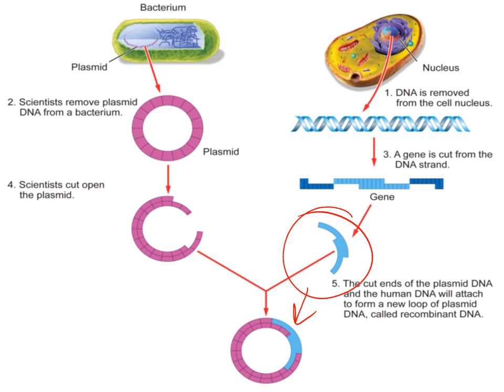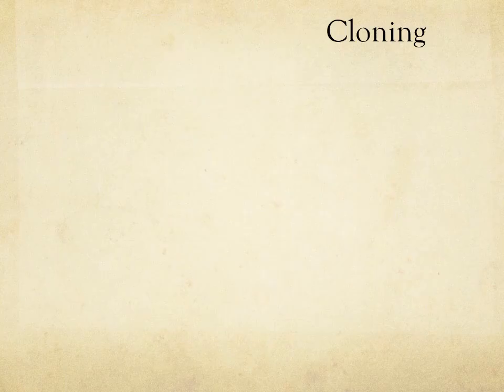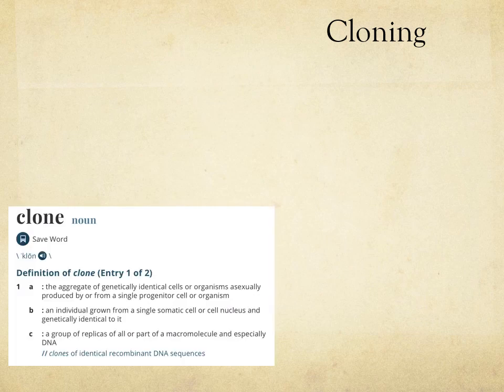Once this plasmid gets put back into bacteria, that bacteria will be able to make whatever the animal DNA is instructions for, and that's the idea behind recombinant DNA. Anyone know what cloning is? What's a clone? According to our friends at Merriam-Webster, clones are identical copies.